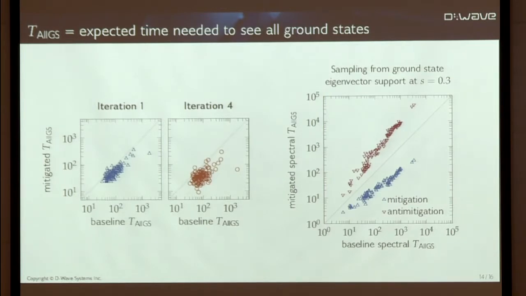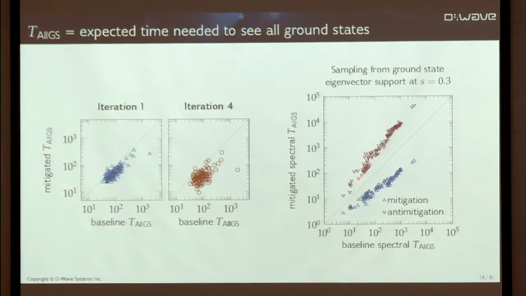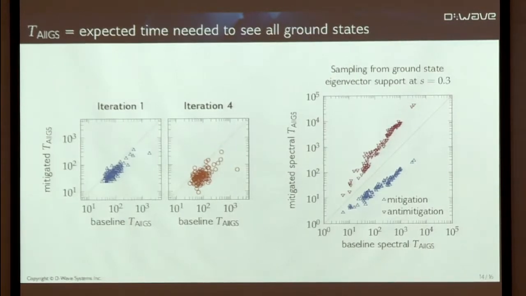And so if you do that, you can see that if you mitigate, you shrink the time that you need to sample all the classical ground states. And if you anti-mitigate, you increase the time that you need to see all these ground states.